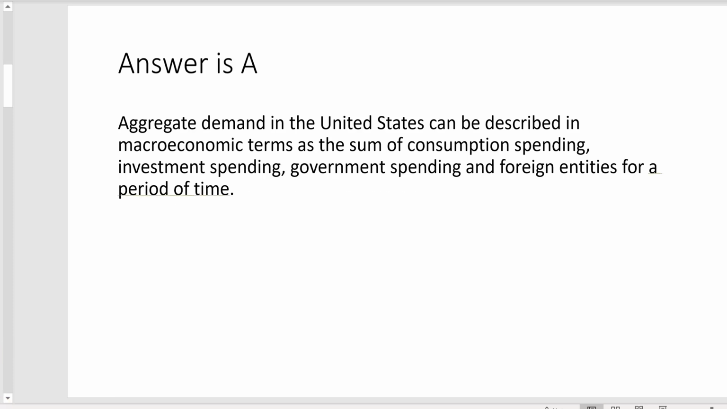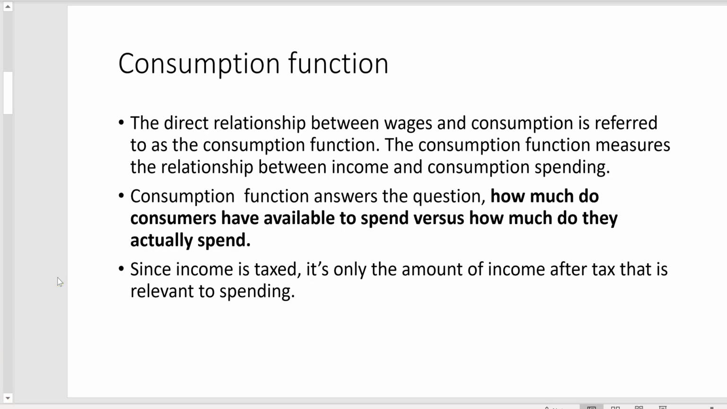Let's go with A. All right, now it's going to get a little more sophisticated as we move on to what's called the consumption function. And the direct relationship that we said exists between wages and consumption, the more you earn, the more you spend, that's referred to as the consumption function. The consumption function measures the relationship between income and consumer spending. It answers the question, how much do consumers have available to spend versus how much do they actually spend?